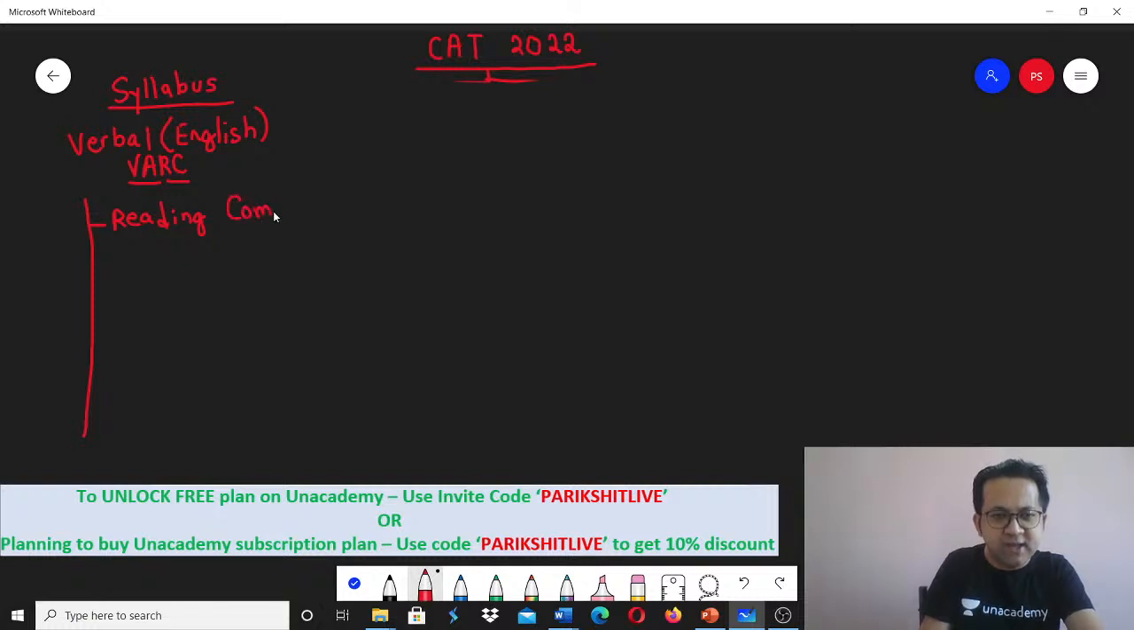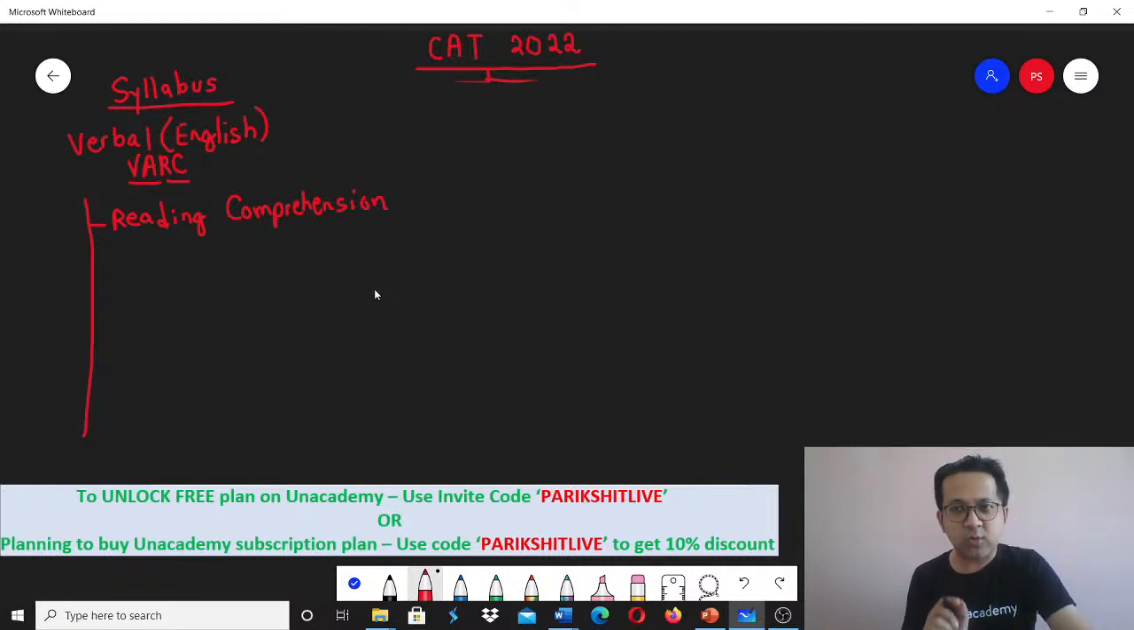So basically, you will be given around 4 passages, okay? 4 passages, and there will be questions based on them. You got to answer those questions. These are not database. The answers are not hidden in the passage. These are rather inference based, meaning you got to read the passage, got to understand what the author is trying to say, and then they will try to ask you questions based on your understanding. These are objective questions, okay?